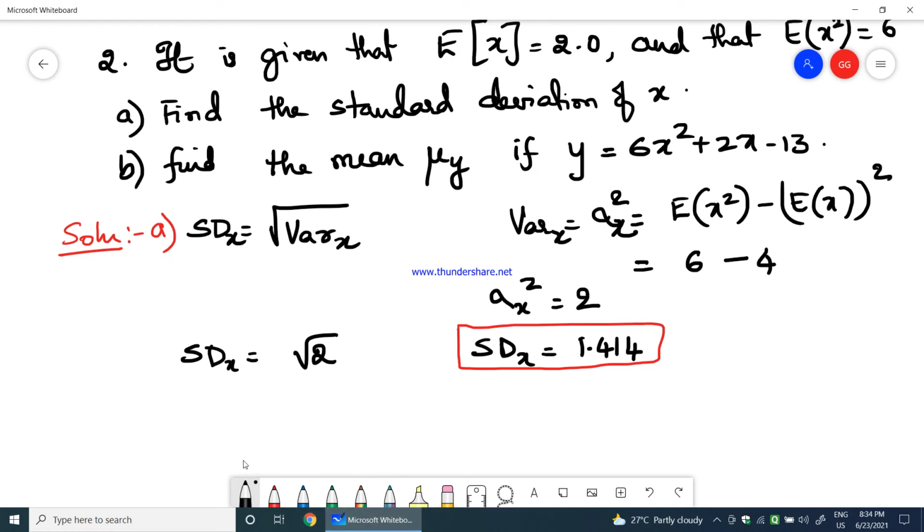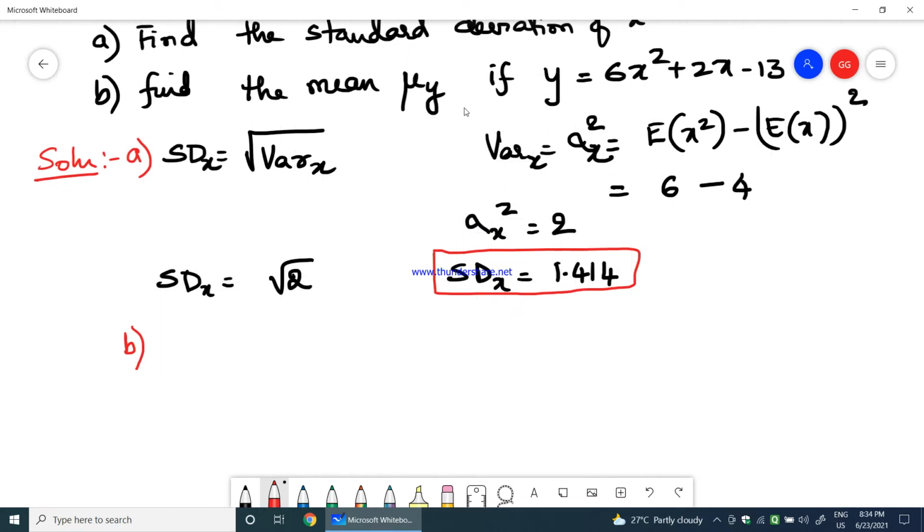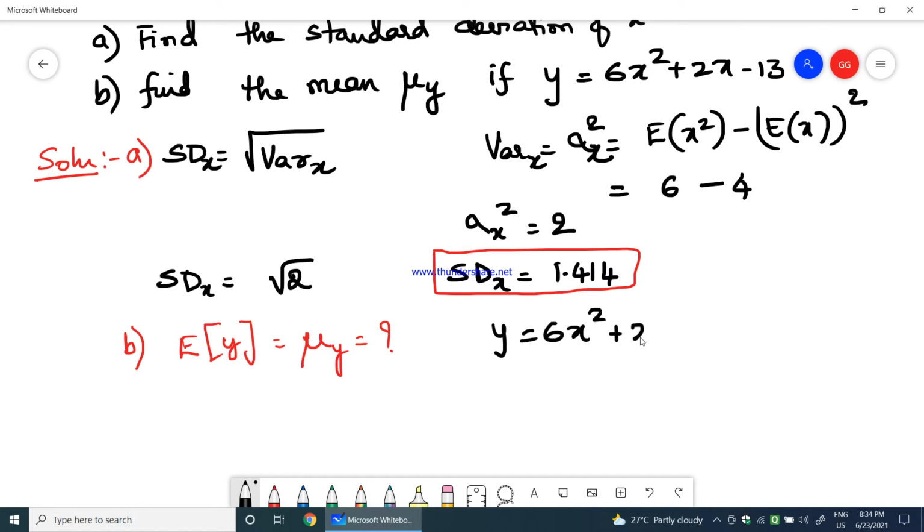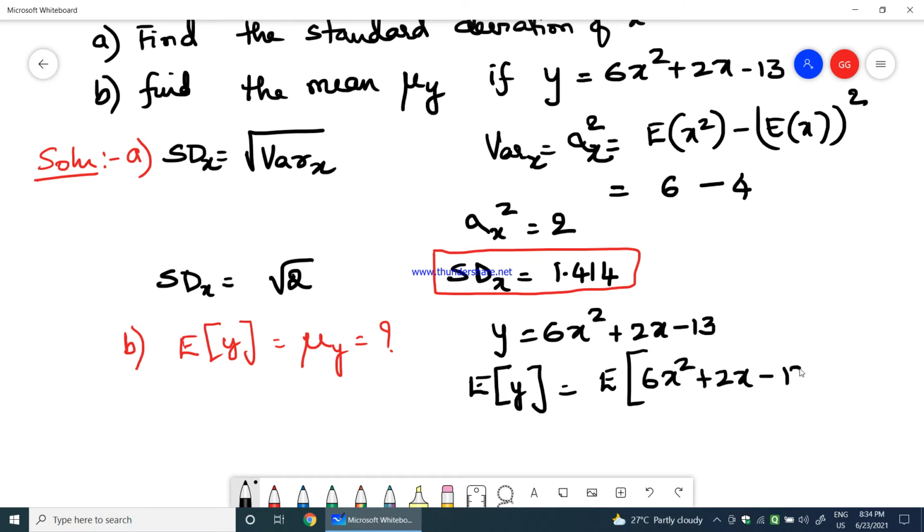Now my next job is to find out what B is. He is asking to find the mean of y, the mean mu y, which is nothing but the mean of random variable y, where the random variable is a function of x, which is 6x square plus 2x minus 13. So I need to find out what E of y is. E of y is nothing but mu y. If y equals 6x square plus 2x minus 13, then the mean of y, which is E of y, would be equal to E of 6x square plus 2x minus 13, right?